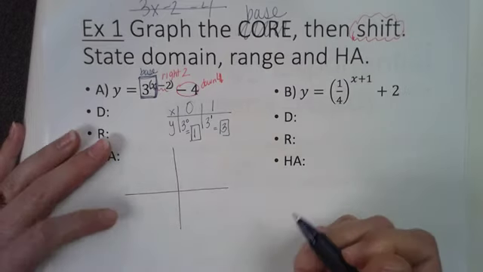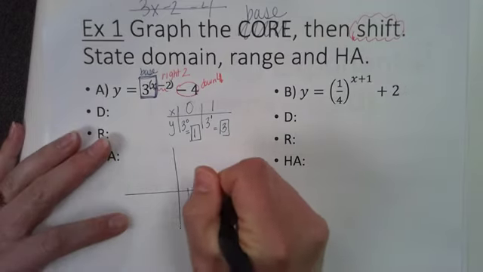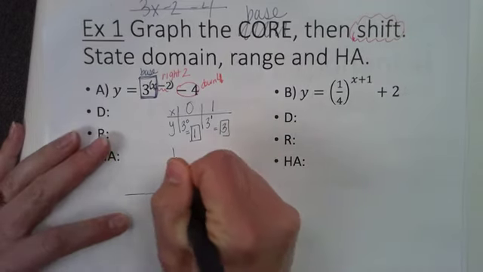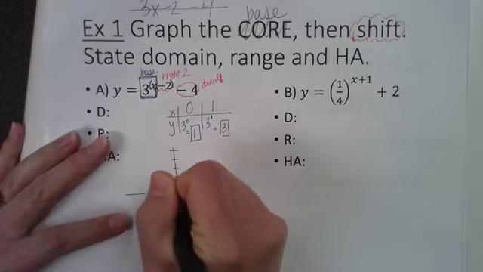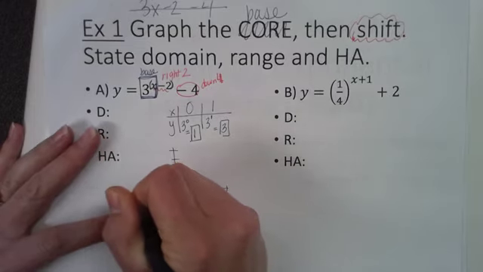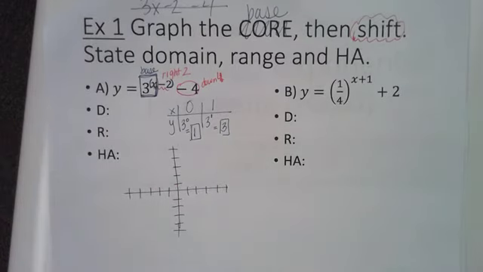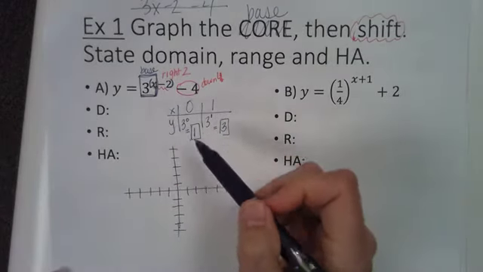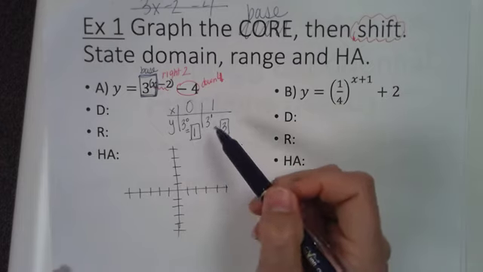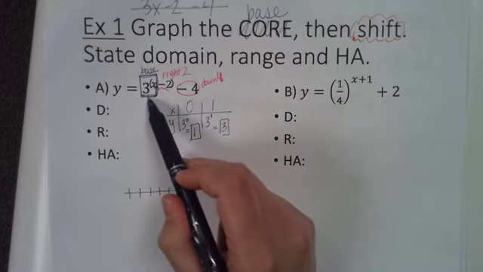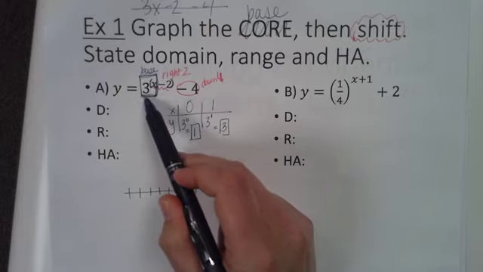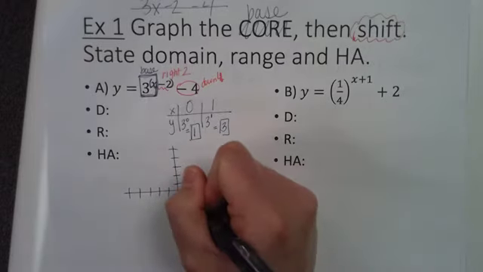Plot your base box. 1, 2, 3, 4, 5. You'll notice I'm still using blue, and I get to plot these 2 points. Can you tell me, is this base going to be exponential growth or exponential decay? Growth. Very good, because my base is big. Big base here, big growth.